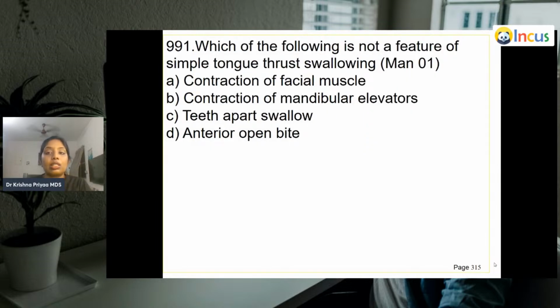So, which of the following is not a feature of simple tongue thrust swallowing? Contraction of facial muscle, contraction of mandibular elevators, teeth apart swallow, and anterior open bite. So the question is: not a feature. Teeth apart swallow is not a feature, but the remaining, contraction of facial muscle, contraction of elevators like we discussed, temporalis and masseter, and anterior open bite, are all features of simple tongue thrust swallowing.